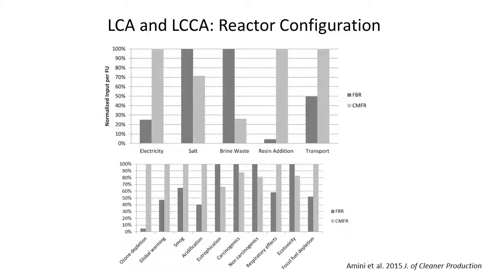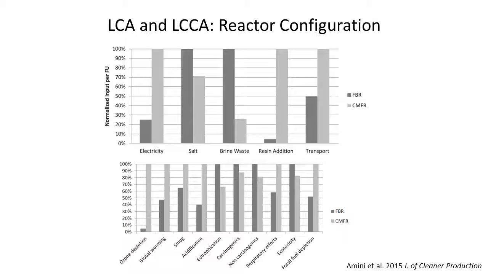These are all normalized to 100%. In the electricity use, the CMFR's electricity use we normalize to 100%, meaning that the fluidized bed, the fixed bed reactor, uses around 25% of the energy of a completely mixed system. And over here, looking at one that differs in the way they are operated, the fixed bed system generates more brine waste than the completely mixed reactor system. And again, this is focused on ion exchange plants in Florida.